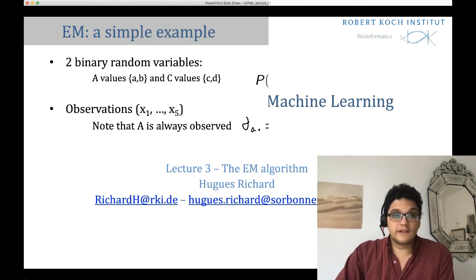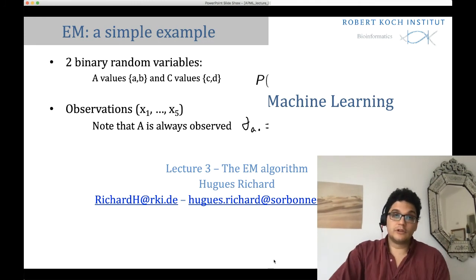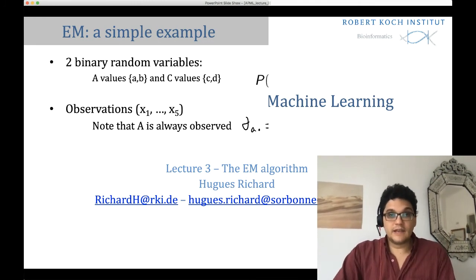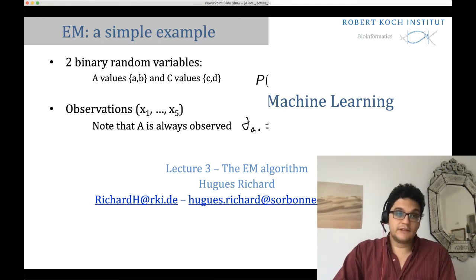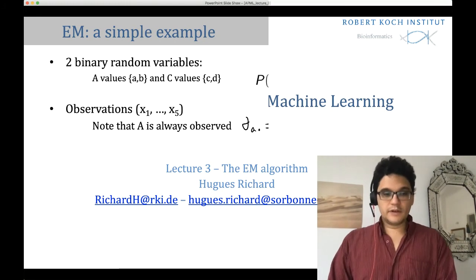So for the initialization theta 0, we can simply use what we observe from A. So we take 3 out of 5, which is 6 out of 10, and we divide it equally between theta A and C and theta A and D. And we have 2 out of 5, so 4 out of 10 for theta B, for the probability to observe A equal B, and we divide it into 2 over probability of having A equal B and C equal C, and probability of having A equal B and C equal D, so 0.2 and 0.2. So this is our initialization.